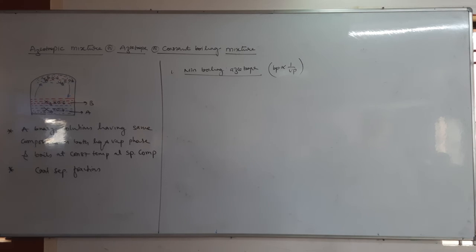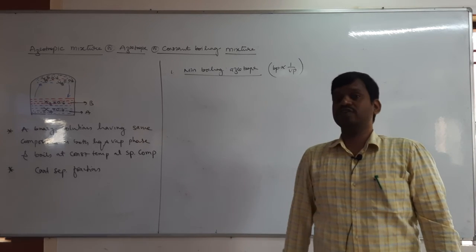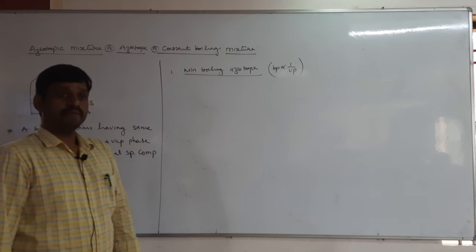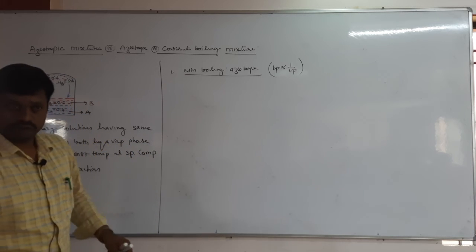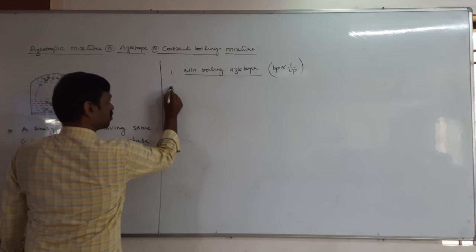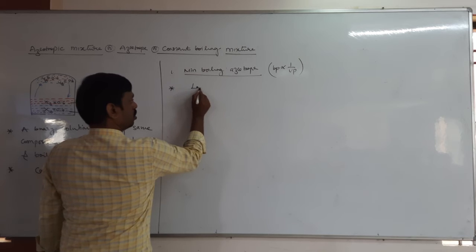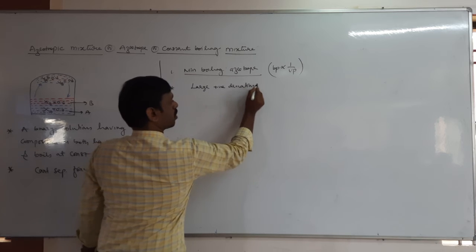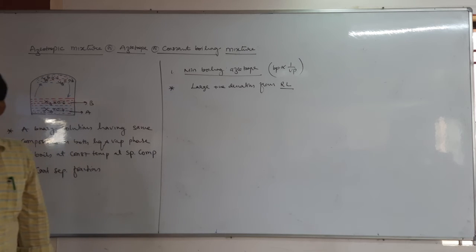Now, tell me, there are two types of solutions, negative deviation and positive deviation. Which kind of solution can have more vapor pressure? Positive deviation. Yes or no? The solution which shows positive deviation can form the minimum boiling azeotrope. Now tell me, this is the property of which type of compounds? The solution which shows large positive deviation from Raoult's law can form a minimum boiling azeotrope.